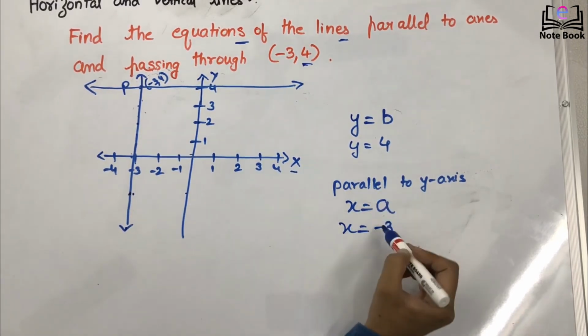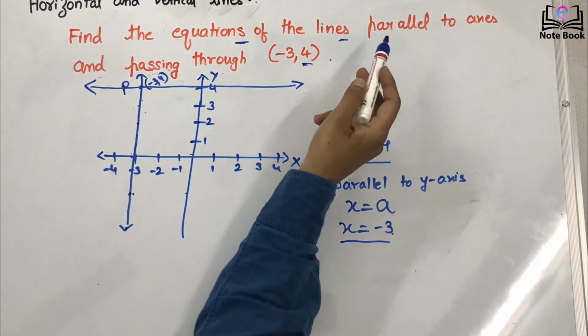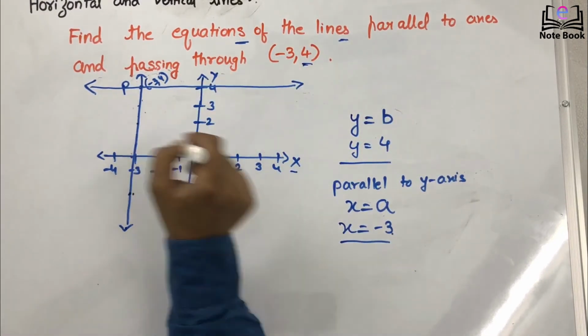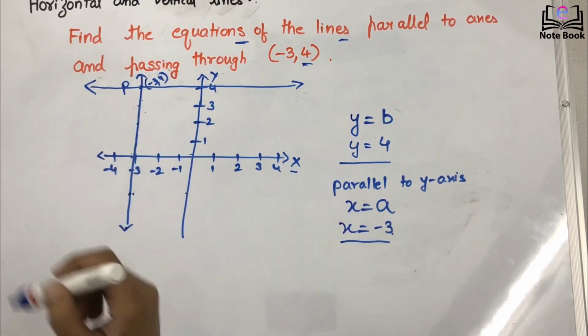So x equal to minus 3 and y equal to 4 are the equations of the lines parallel to y-axis and x-axis respectively, which pass through minus 3, 4.